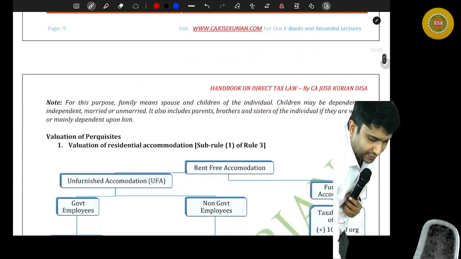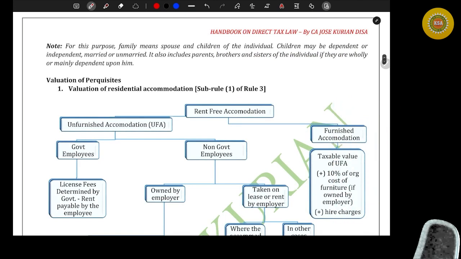They have excluded this from the value of perquisite and now they are using the word family. And who is your family member for this purpose? Read. Family means spouse and children of the individual. Children may be dependent or independent, married or unmarried. It also includes parents, brothers and sisters of the individual if they are wholly or mainly dependent upon him. That means the same as we have discussed earlier. The parents, brothers and sisters will become your family members only if they depend on you for their living. Otherwise, you don't consider your parents, brothers and sisters. Are you with me? All right.